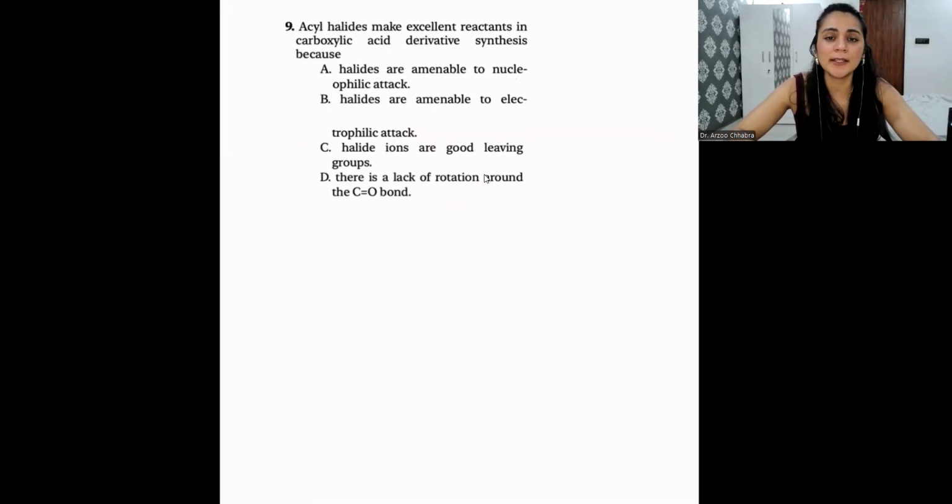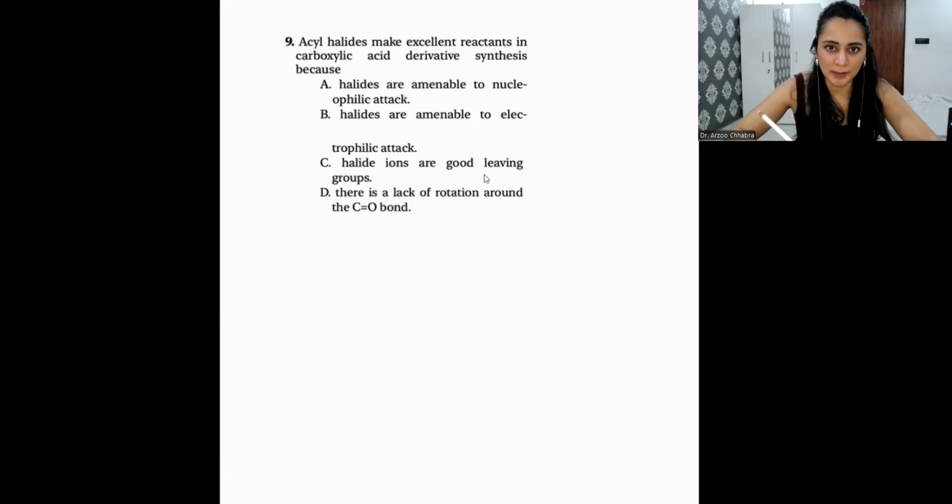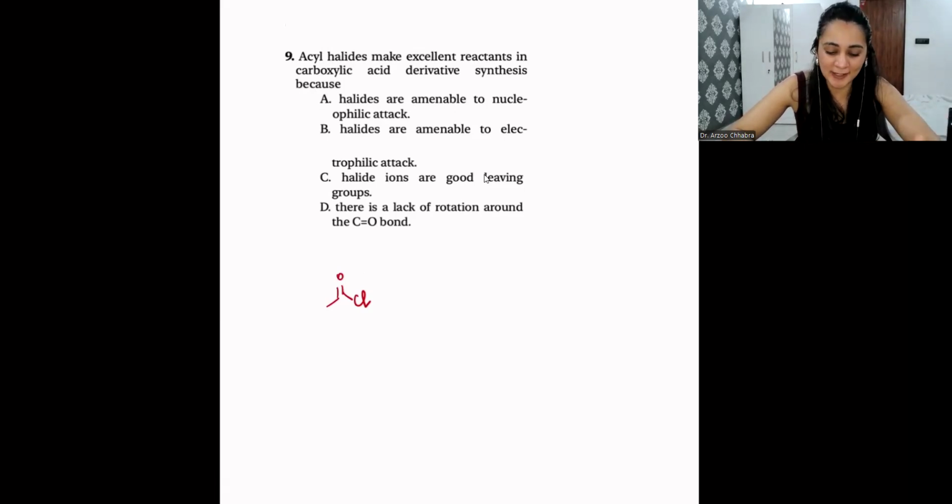Acyl halides make excellent reactants in carboxylic acid derivative syntheses because, I already said, never question acid halide's ability to undergo transformation. Acid halide ions are really good leaving groups. There's a lack of rotation. That's not true. That is not why they are excellent reactants. And then, they're amenable to electrophilic attack. Halides are amenable to electrophilic attack.